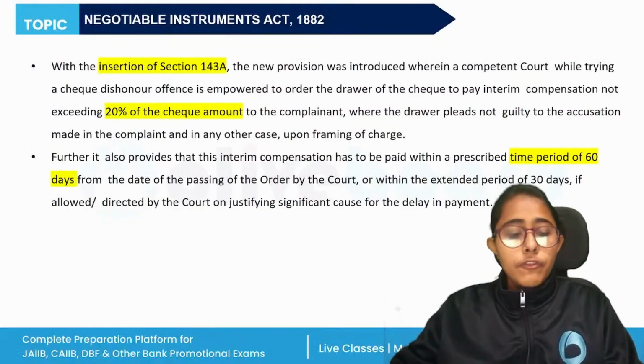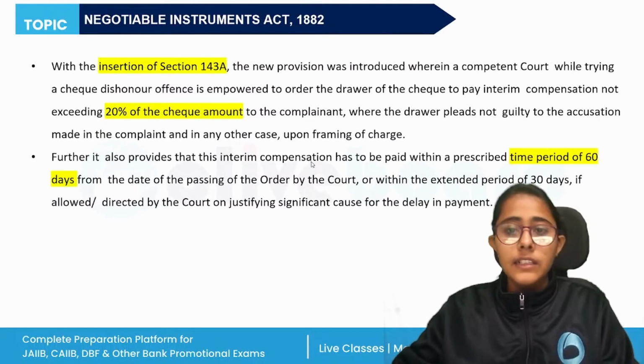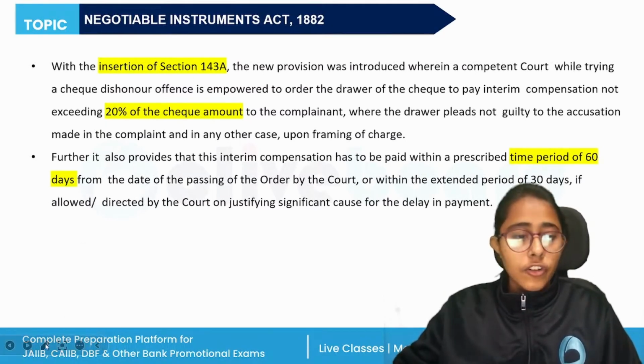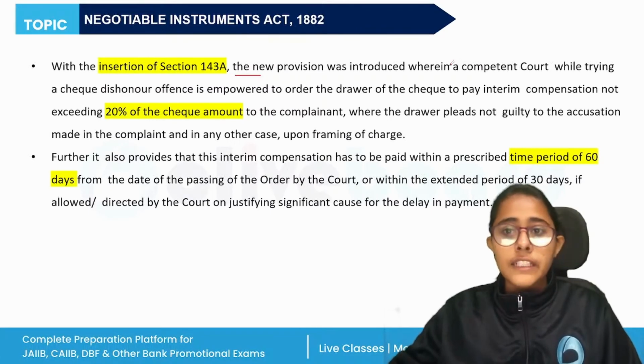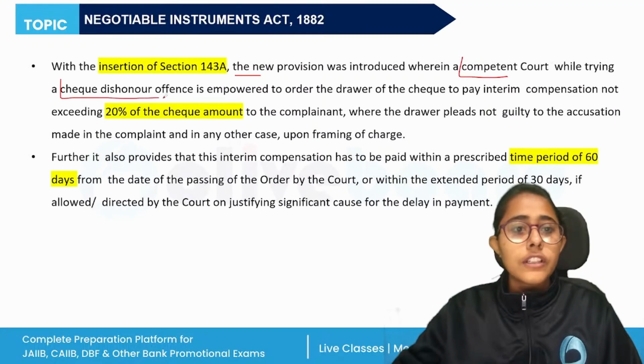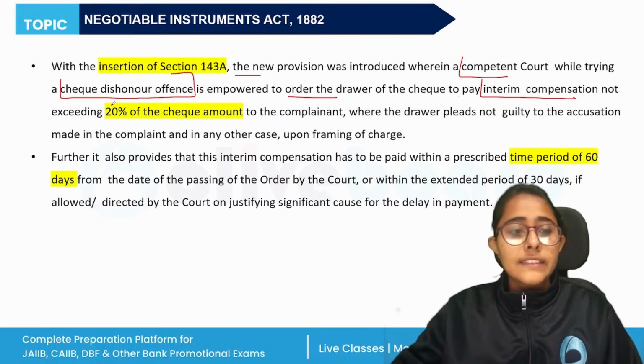All right. Foremost, the most important thing of this chapter is the insertion of section 143A in the Act. So with this insertion of section 143A, what changes have been made? This new provision was introduced wherein a competent court, while trying a check dishonor offense, is empowered to order the drawer of the check to pay interim compensation not exceeding 20% of the check amount to the complainant, where the drawer pleads not guilty to the accusation.